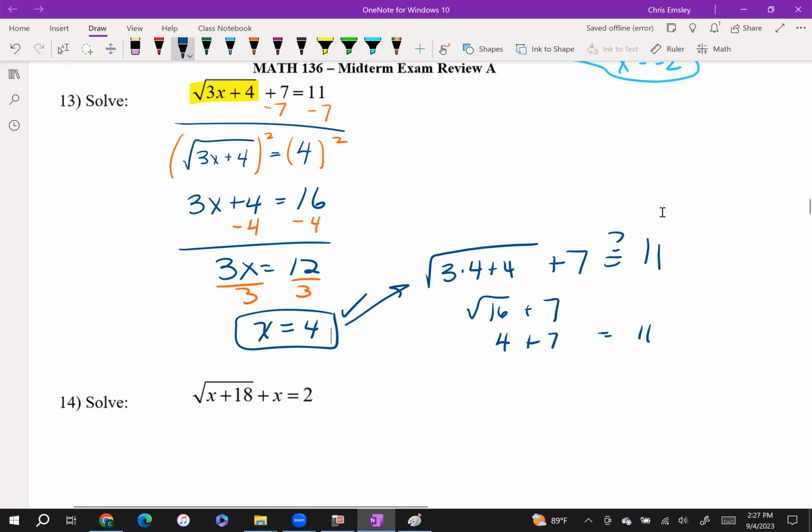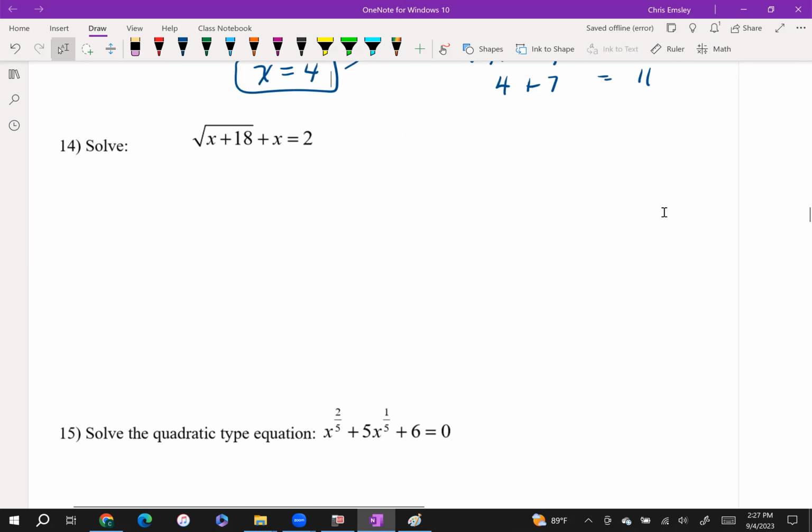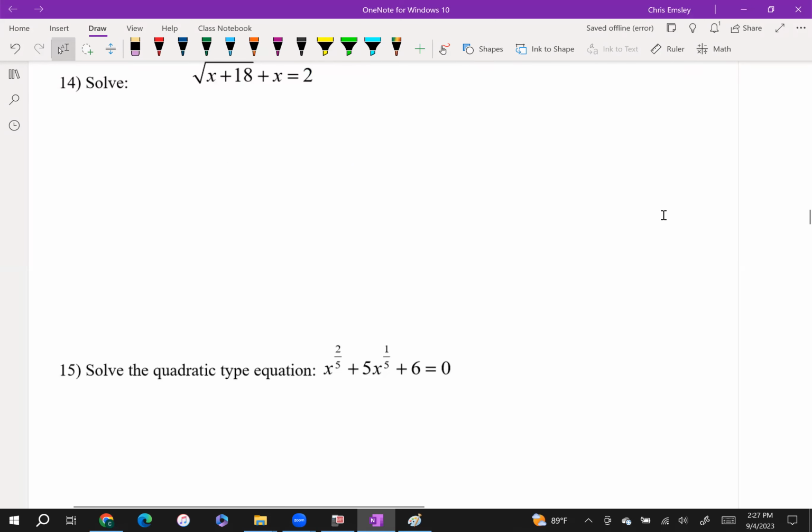Number 14, we have another radical equation, but this one takes a little bit more thought, a little more work, because, well, you'll see. We're going to start the same way. We're going to subtract x from both sides so that we isolate that radical. We want the radical to be the only thing on one side of our equation. When we subtract the x over, don't lose that 2 that we started with. We have 2 minus x. And then again, clear the radical, so we will square both sides.